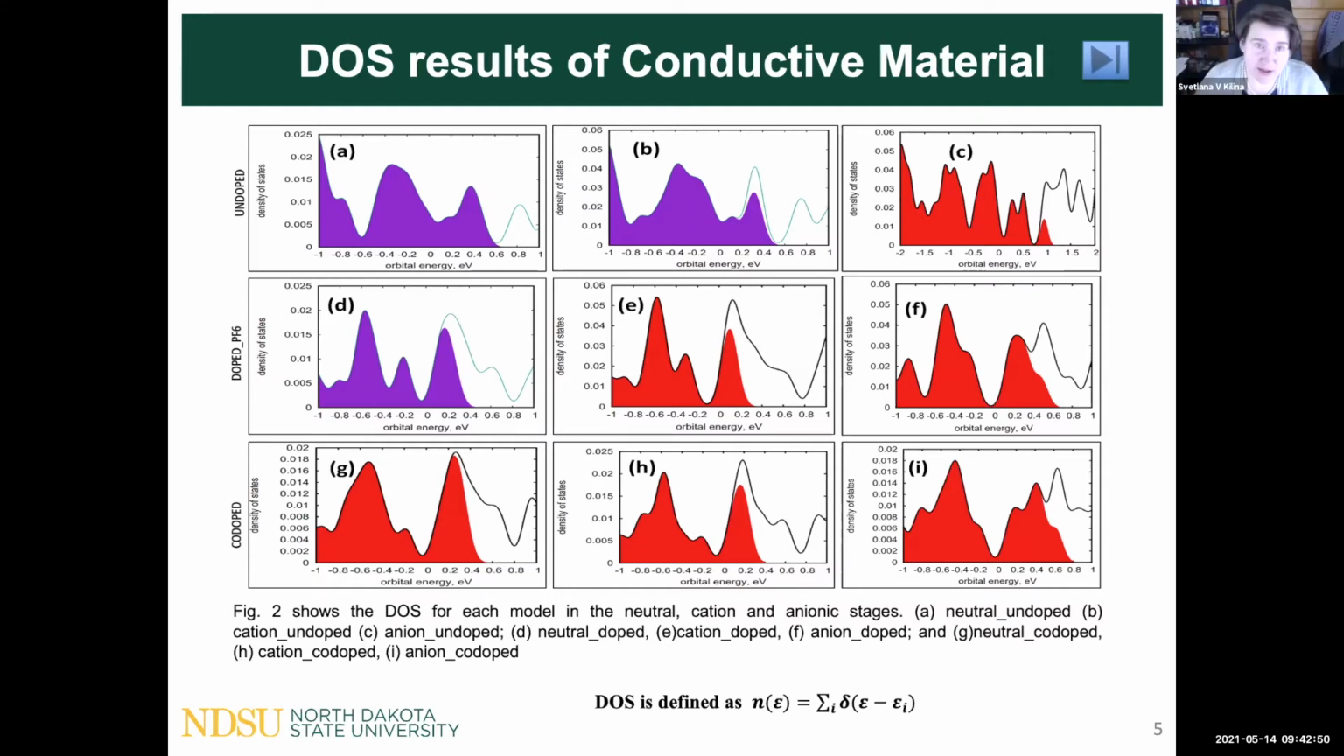If you use HSE, do you expect the gap will be smaller or larger compared to the results you already have? That will give a larger band gap. Okay, so it will increase the gap, and HSE is actually called a short-range corrected functional.